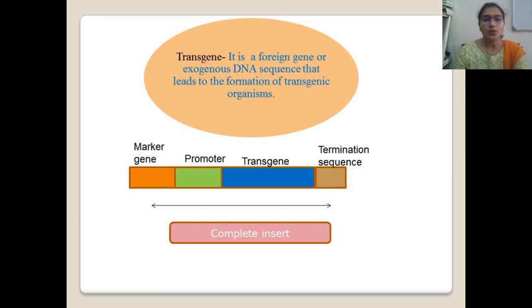A termination sequence is the sequence that signals the end of the gene, and a selectable marker gene allows us to identify or select the successfully transformed cells or tissues, or to identify which plant contains the inserted gene by screening or selection. Altogether, these components form a complete insert that has to be inserted into the host organism.